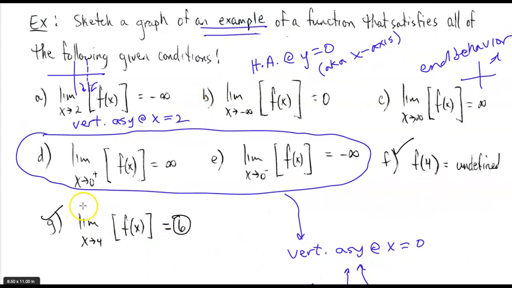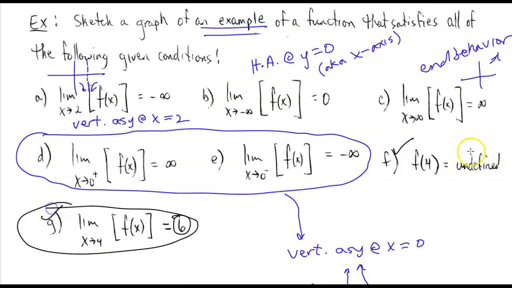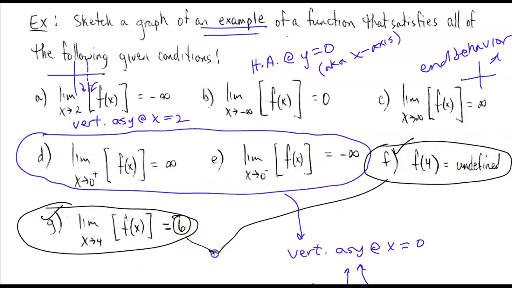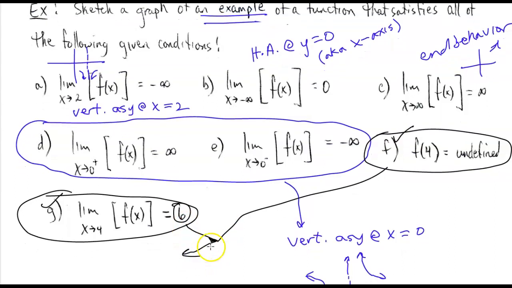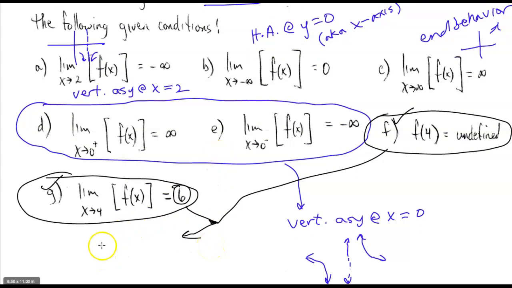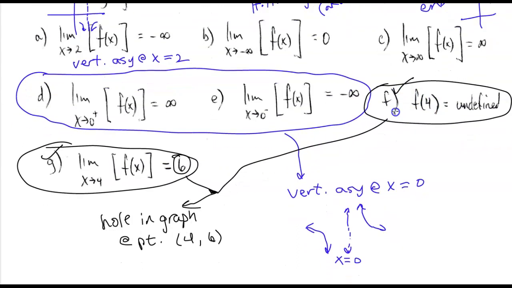So here we could use what we know for g and f to basically say that we have a hole in our graph, and the location of that hole is going to be at the point (4, 6). And we know that because we're approaching an x value of 4, the corresponding y coordinate that the function acts like it's going to is 6, even though when we get to 4, there's nothing there.